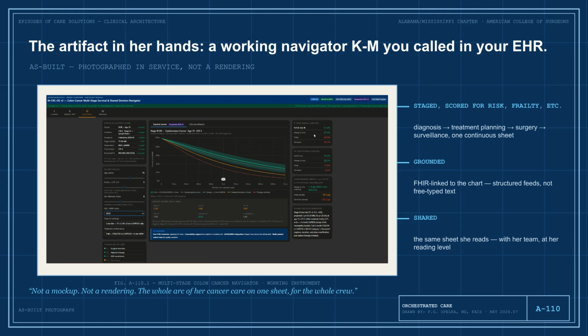It allows a surgeon and a patient to see the whole arc of cancer care in one place. It is grounded in the patient's own chart through structured FHIR-linked data and shared at the patient's reading level. This is the full arc of cancer care, designed for the entire crew.